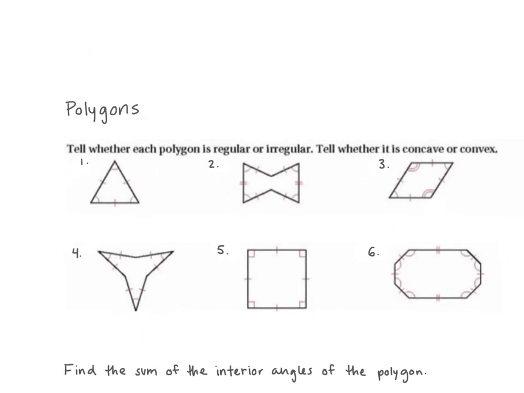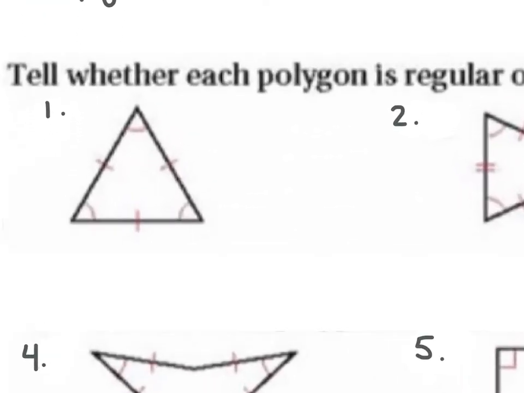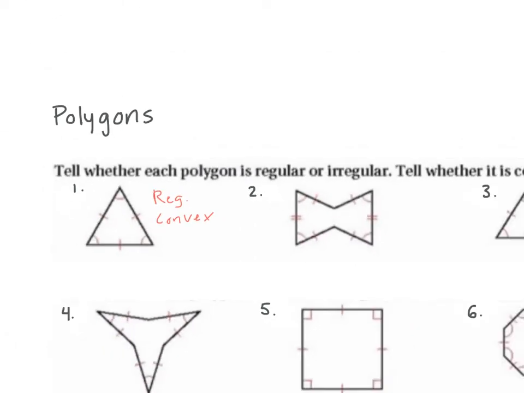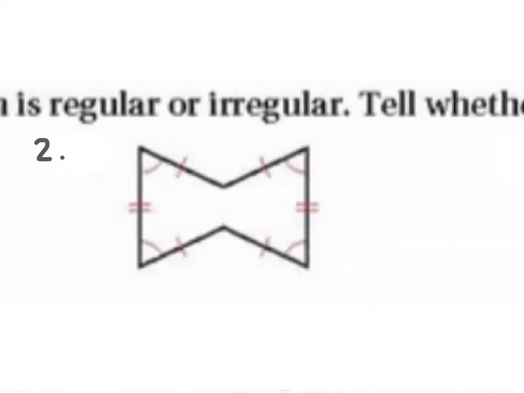Alright, so number 1 says, tell whether each polygon is regular or irregular. Tell whether it's concave or convex. So what do you guys get for 1? Regular and convex. What about number 2? Irregular and concave. Perfect.